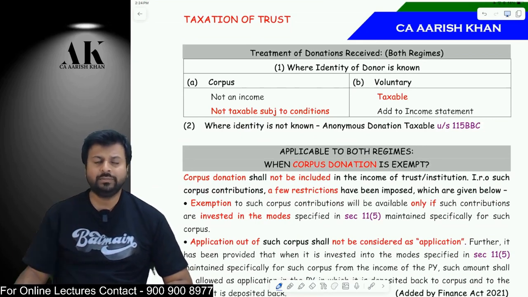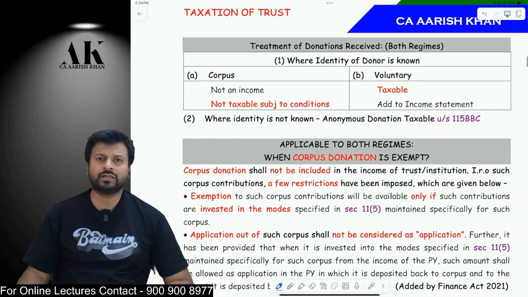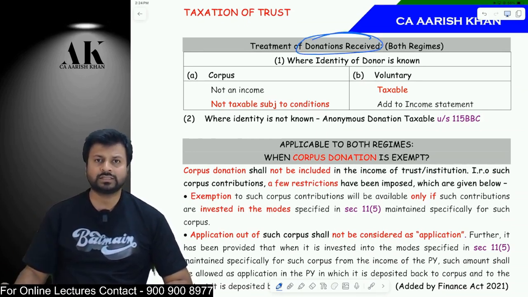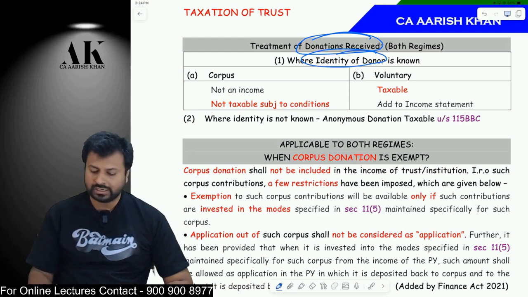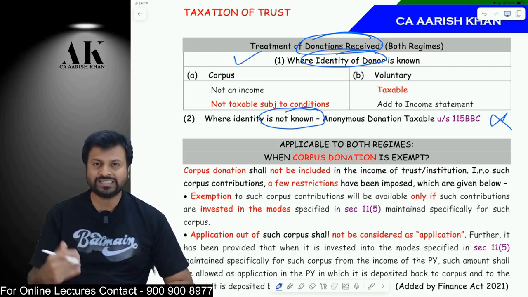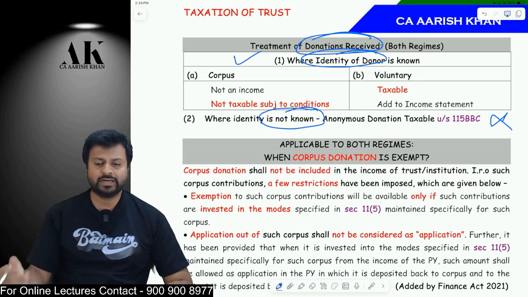Now, coming to the next part, one of the important sources of income for a trust is donation. This is one of the most important sources of income for a trust, and donation can come from 2 places. One, where the identity of the donor is known. Another, where the identity of the donor is not known. The not-known case we will see at the end of the chapter under section 115BBC. Right now I am interested in the first part, where the identity of the donor is known.